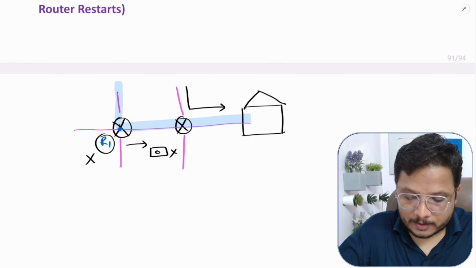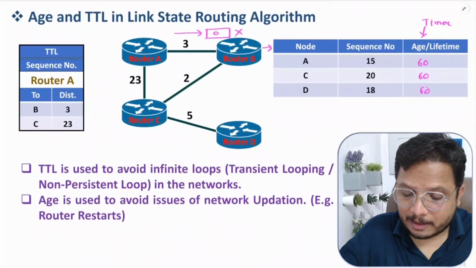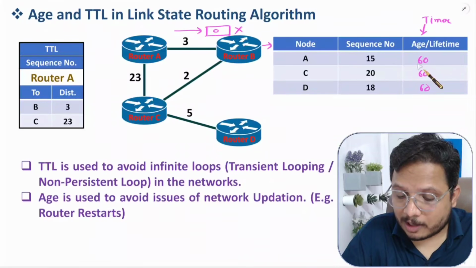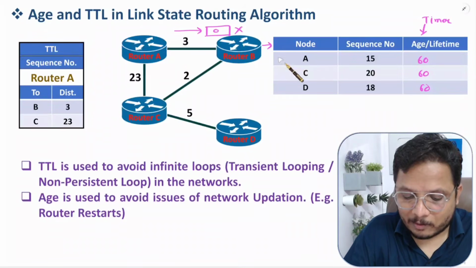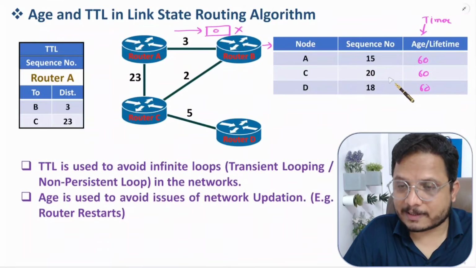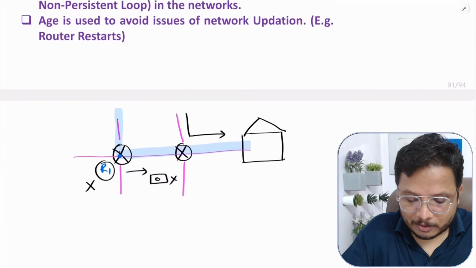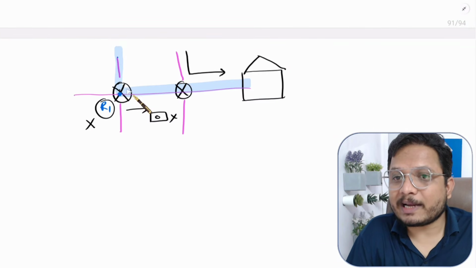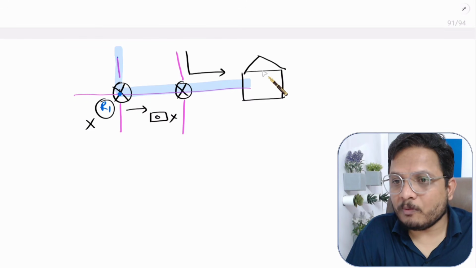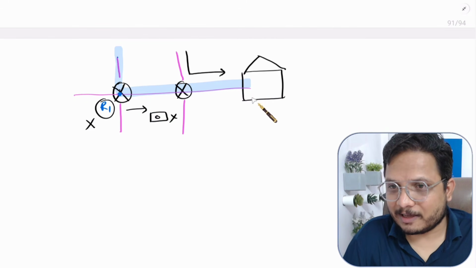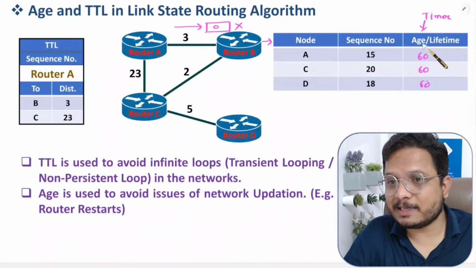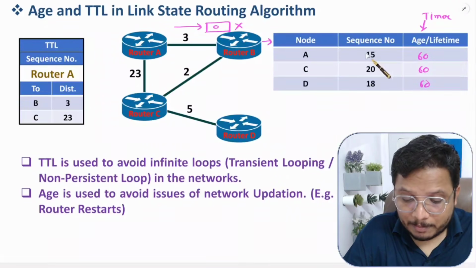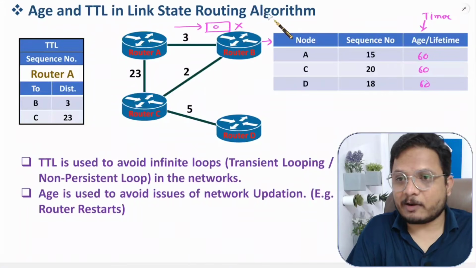So here we have the age of all the entries, and after some time those entries will become invalid. So again router B will update all these entries. Otherwise what will happen is, for an undefined time period your home will be disconnected from the internet, right? So that's why this age is there in the implementation along with the link state routing algorithm.